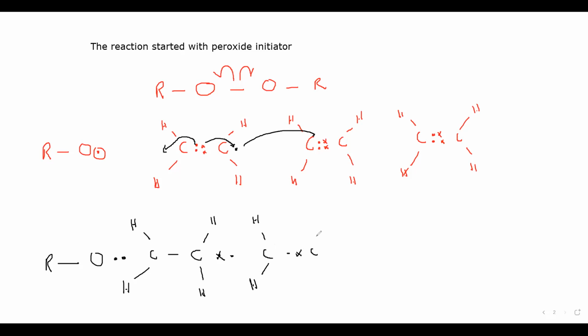Then this carbon, because now it has a free electron, this electron is used here in bonding. So this carbon will have a free electron, it will attack another, and this is like a chain reaction. It will continue until, at the last, how the polymerization ends.